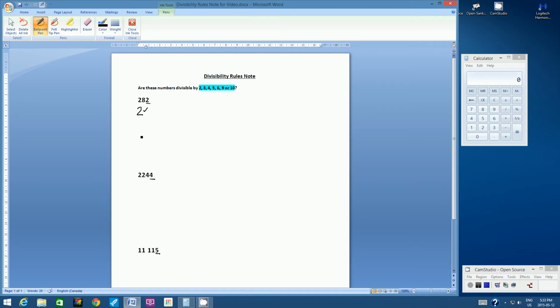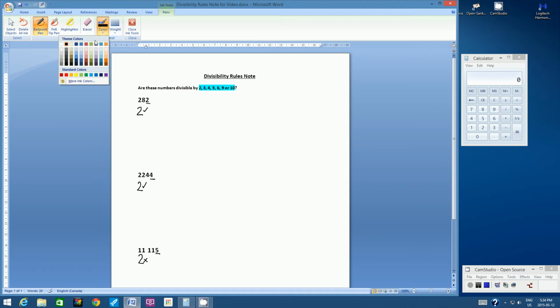Okay, and I'm going to put a little check mark here. Let's look at the next example, 2,244. The number in the ones column is a 4. Is 4 divisible by 2? In other words, is 4 an even number? Yes, it is. So I know that 2 goes into this number. Let's look at the last number, 11,115. The number in the ones column is a 5. Is 5 divisible by 2? No, it is not. So 2 does not work. Hopefully you were able to write down the divisibility rule for 2 in your own words.